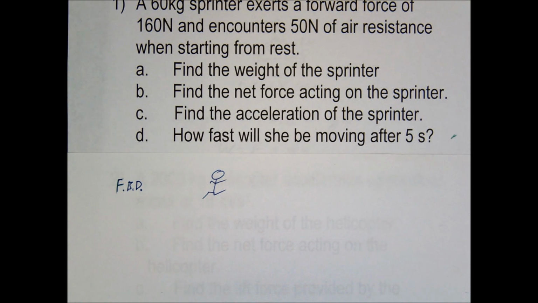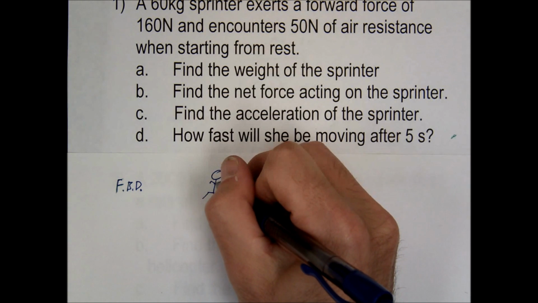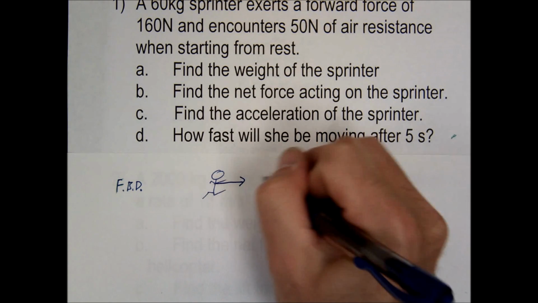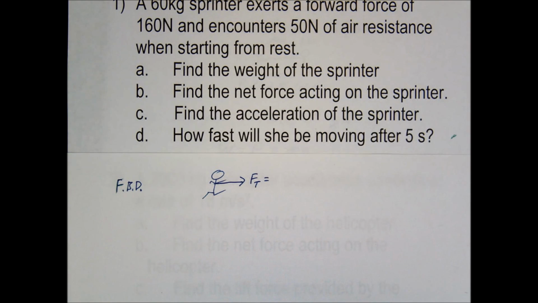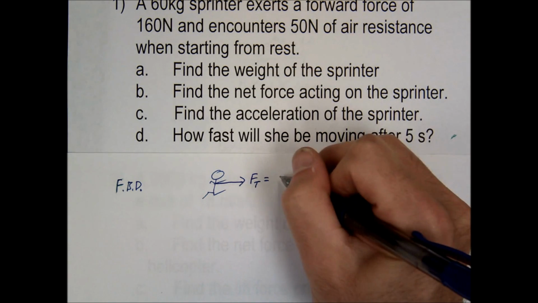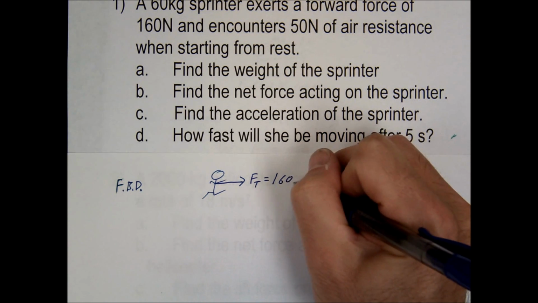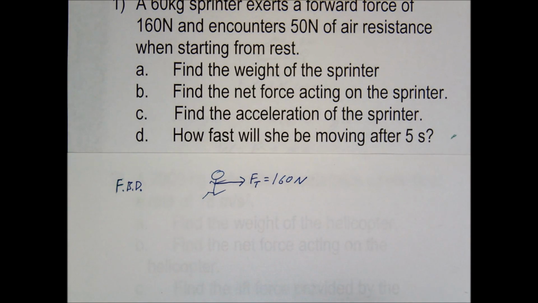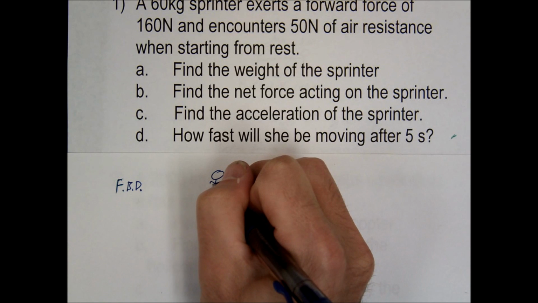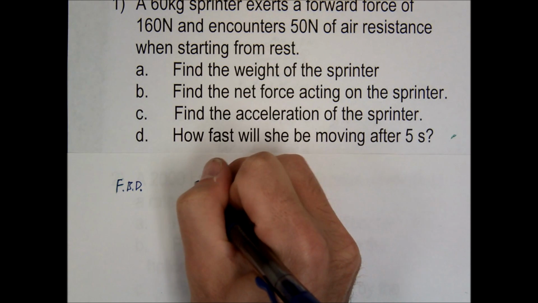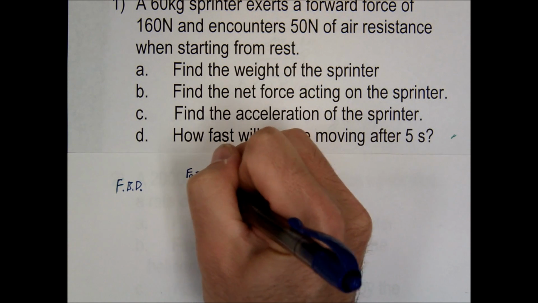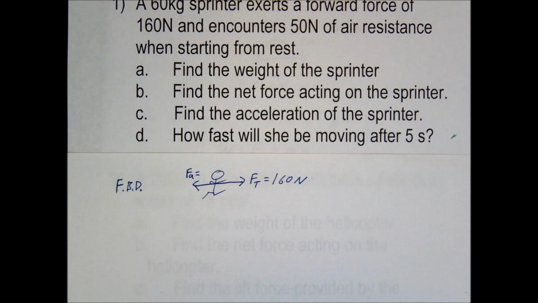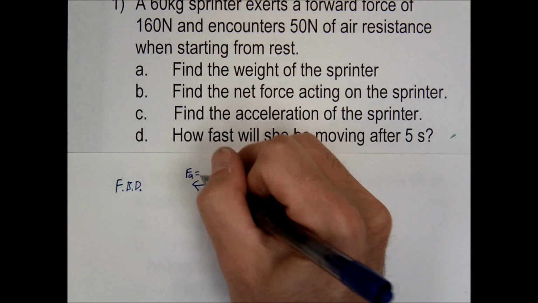So for example, we know in this problem that there's a thrust force, we'll call it F thrust. And actually, we know the number, right? What's the thrust force? 160 newtons, pushing him forward. We know there's a backwards force of air resistance trying to slow him down. We'll call that F air, and that is 50.